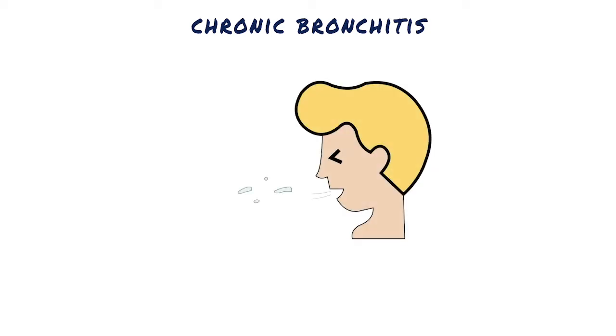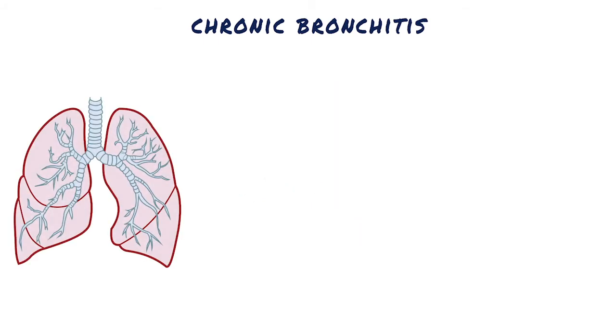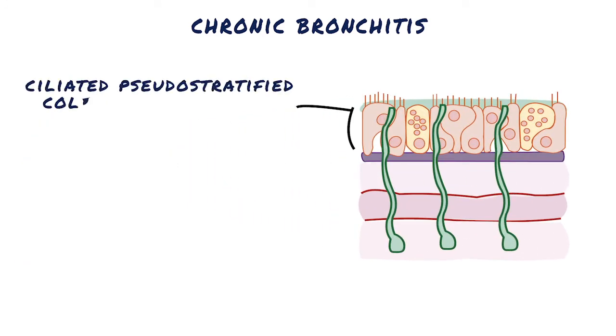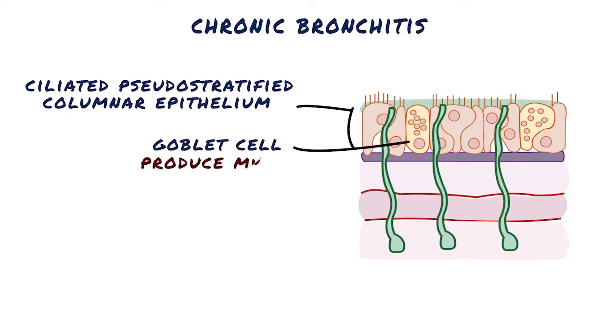Alright, so chronic bronchitis is a type of COPD that's diagnosed based on clinical symptoms, specifically coughing up a lot of mucus. But why does this happen? Let's first briefly review the lining of the airways. The trachea and bronchi are lined by ciliated pseudostratified columnar epithelium interspersed by goblet cells, which produce mucus.